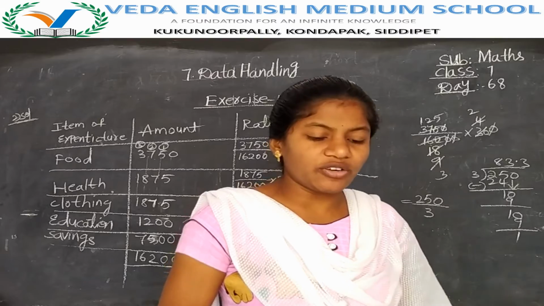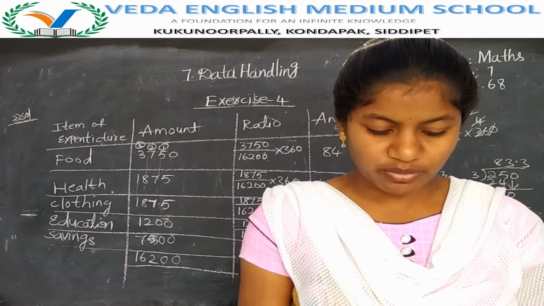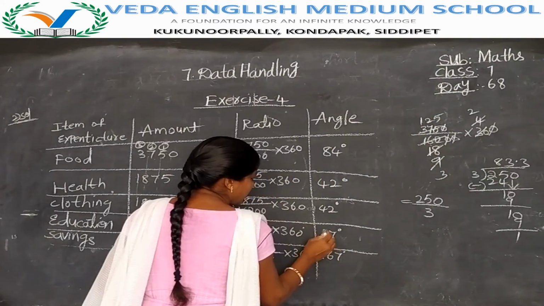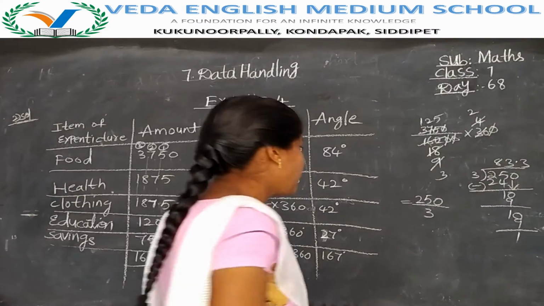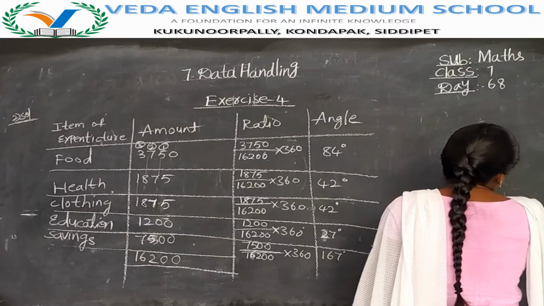So based on that we have to draw the pie chart. Then how to draw the pie chart? Listen, I will tell you how to draw the pie chart now. So here it is 27. Here we will get 27 degrees. So based on these angles we have to draw the pie chart. To draw the pie chart, draw a circle with any radius.